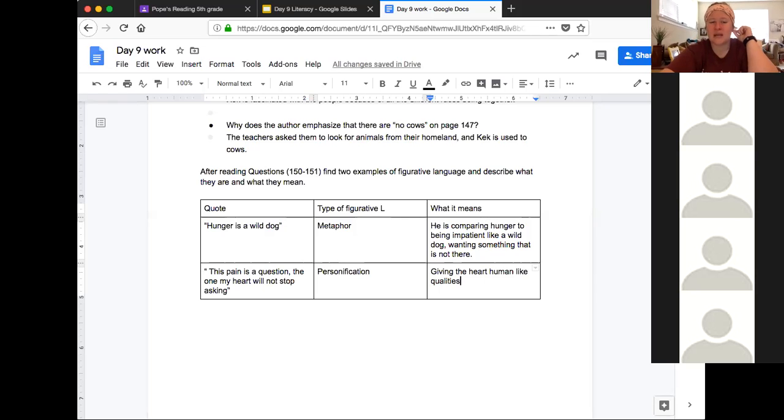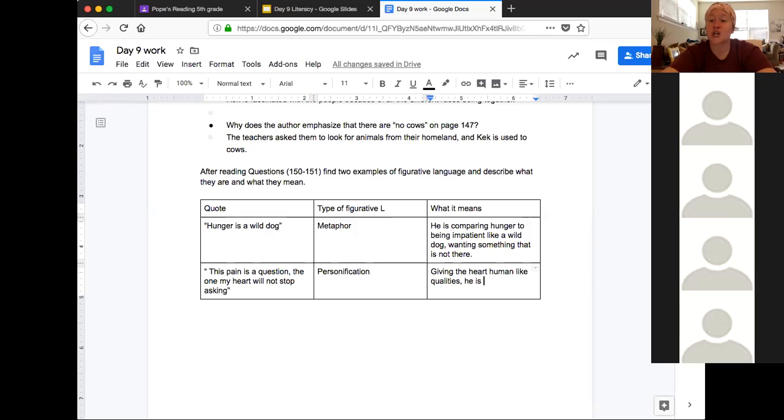But what does it really mean? This pain is a question that my heart will not stop asking. So what is he doing with this? Because we know it's not pain of being hungry. So if his heart will not stop asking it, what does that mean he's doing? He keeps asking it to himself. He's thinking about it over and over and over again.